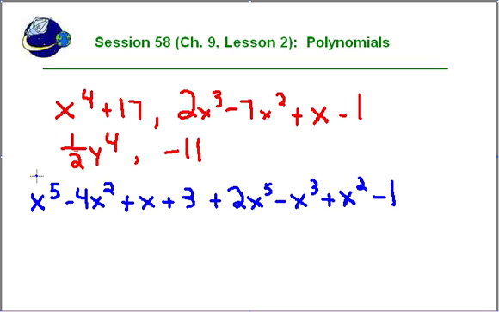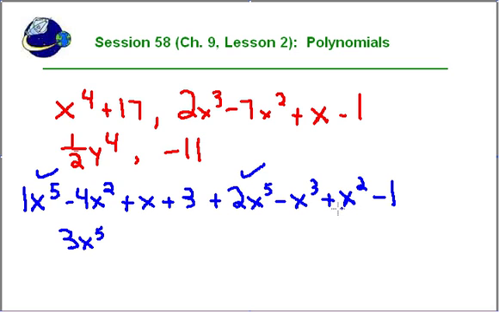So let's start with our x to the fifth and 2x to the fifth. X to the fifth is the same thing as 1x to the fifth. So then, what is 1x to the fifth plus 2x to the fifth? Well, that would be 3x to the fifth. So that takes care of that term and that term. Well, let's drop down 1 degree, x to the fourth. Do any terms here have an x to the fourth in them?